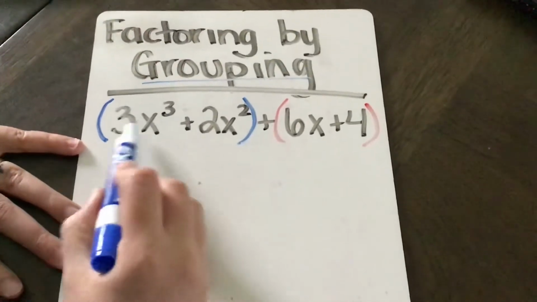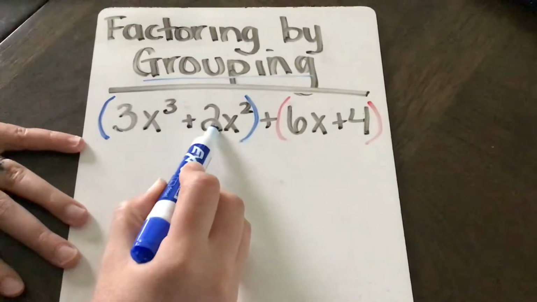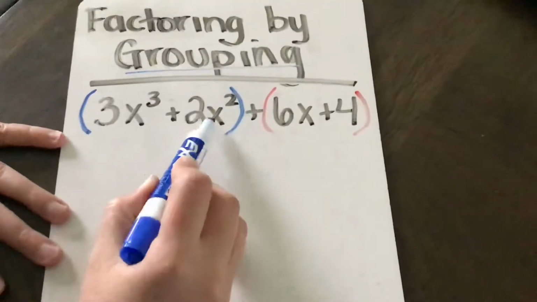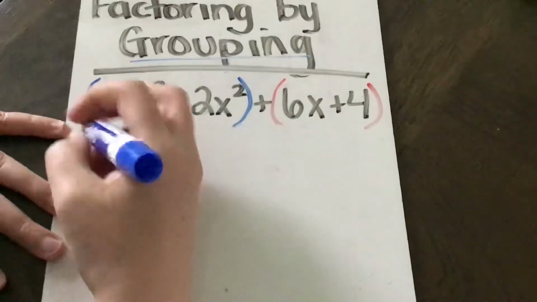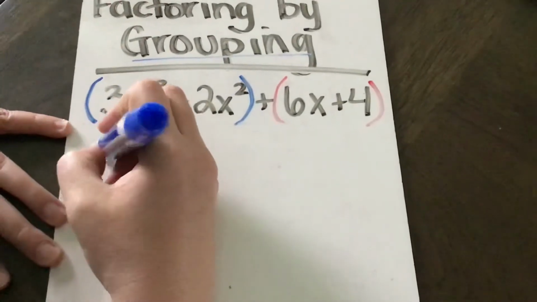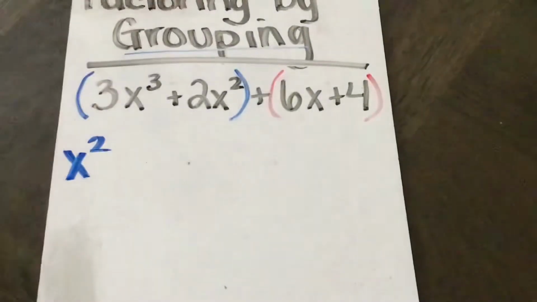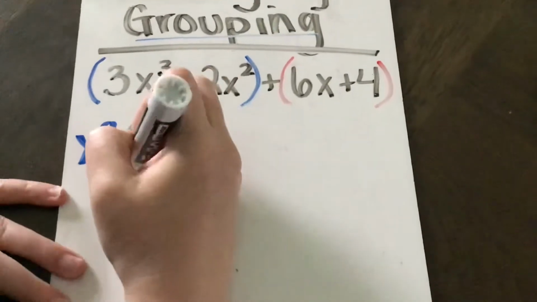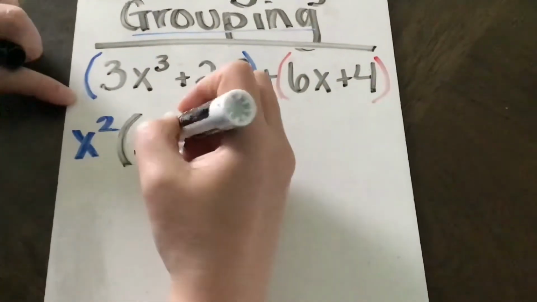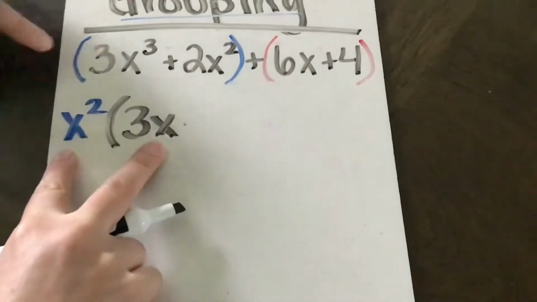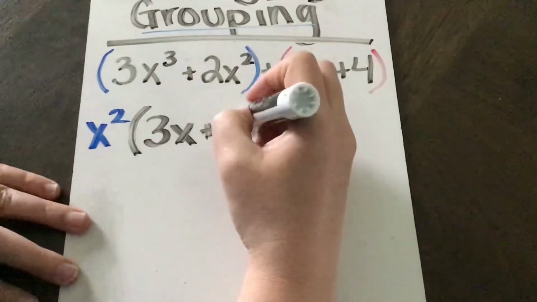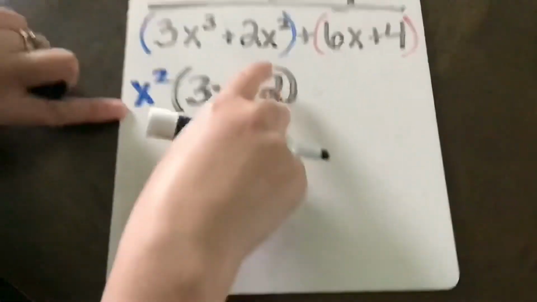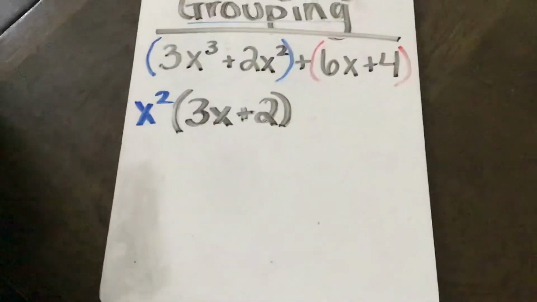So I'm looking at my numbers. I don't have a number that goes into 3 and 2, but if I look, both of these terms have an x. They actually both have 2 x's because they have an x squared. So I'm going to take an x squared out of each term in that group. So when I do that here, I'm left with just 3x. So if I multiply these, I get back to my 3x cubed. And then here I'm left with just the 2. So again, if I multiply these, I get back up to my 2x squared.